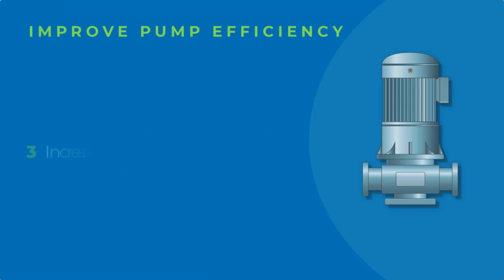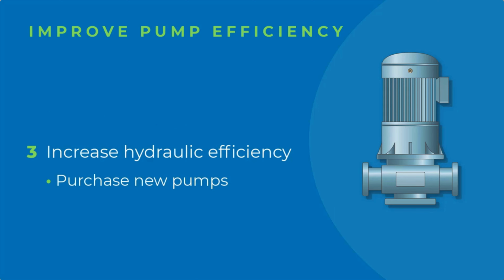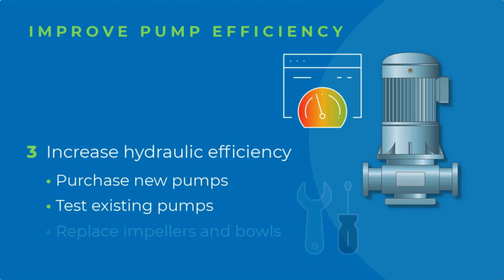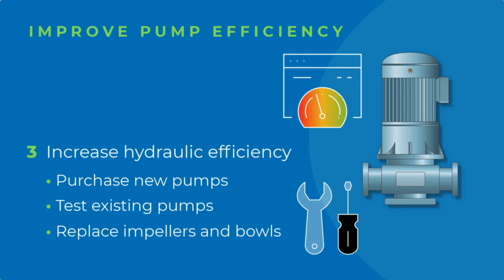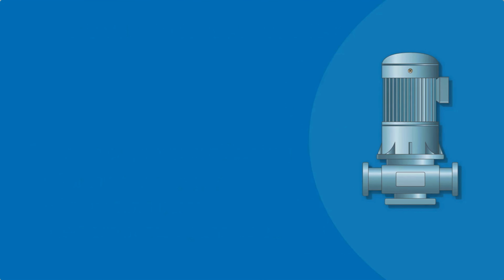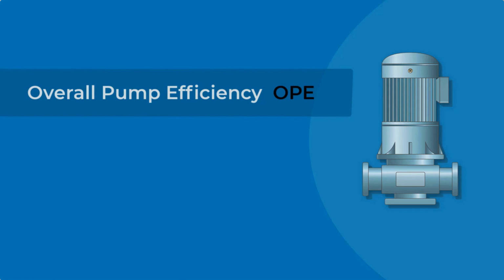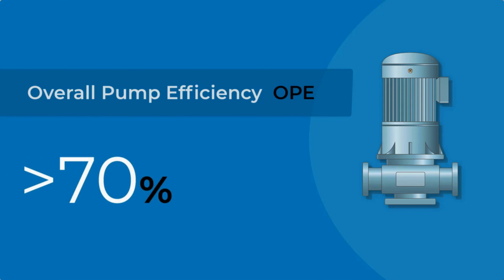And finally, the hydraulic efficiency can be improved by, first of all, purchasing pumps with the highest available efficiency and by testing existing pumps for wear and tear by getting a pump test and overhauling or replacing impellers and bowls as necessary. Selecting a high-efficiency pump motor is another way to save. Taken all together, this is sometimes called the overall pump efficiency, or OPE. If your OPE is above 70%, that's usually a good sign.